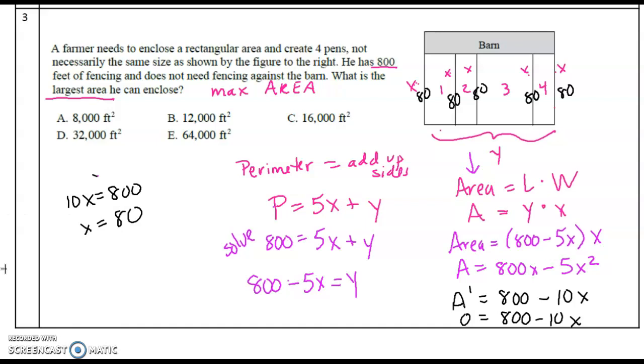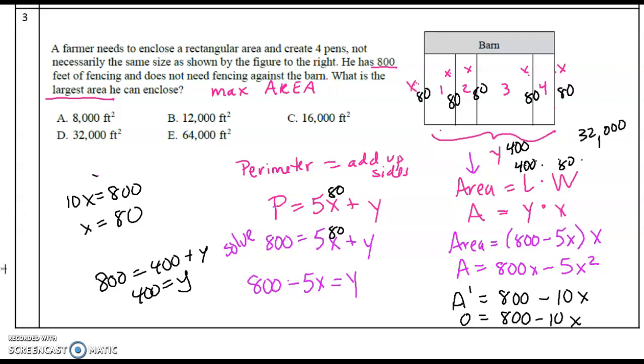So I need to find my length. So if I've got 80, 80, 80, 80, 80, so I know perimeter, x is 80. So 800, sorry, we could have used our drawing, but I'll just go ahead and use my equation, equals 400 plus y, so y equals 400. So our area is 80 times 400, which is 32 with 1, 2, 3 zeros. What do we have? Feet? Yeah, feet squared.